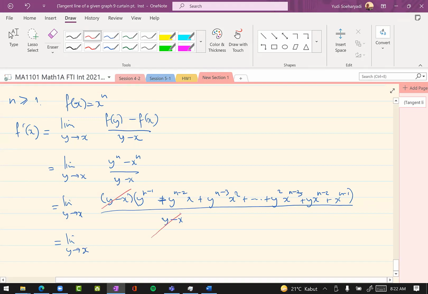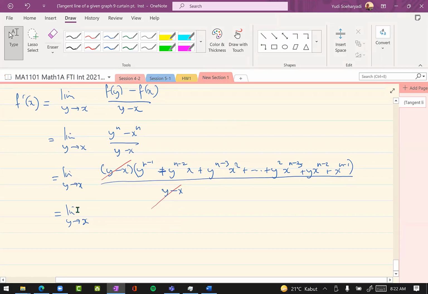So this cancels. Okay, so what you have here is just a polynomial, and in this polynomial you just substitute y for x. So what you have is this. How many is this? Got x. So this is x to the, okay. Here you have also x to the n minus 1. So here you have also x minus 1.